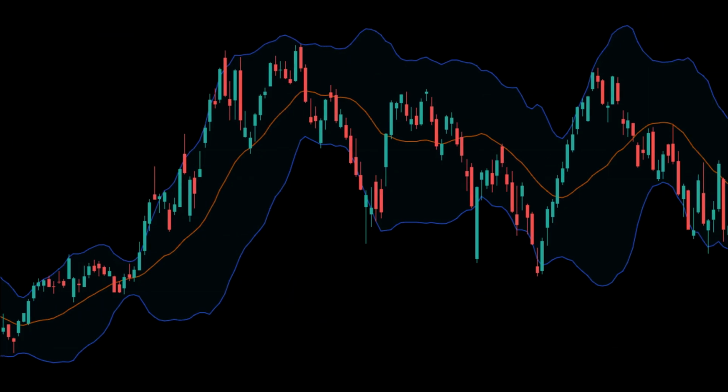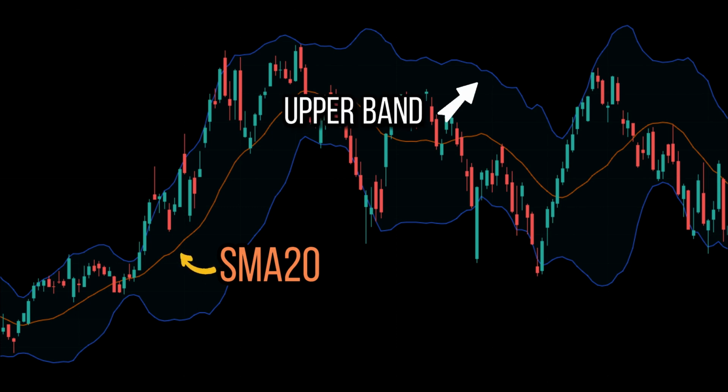Here we can see, the Bollinger Bands consist of 3 lines. The middle line here is a simple 20-period moving average. The upper line is plotted based on 2 standard deviations above the moving average. The lower line is calculated based on 2 standard deviations below the 20-period moving average the same way.